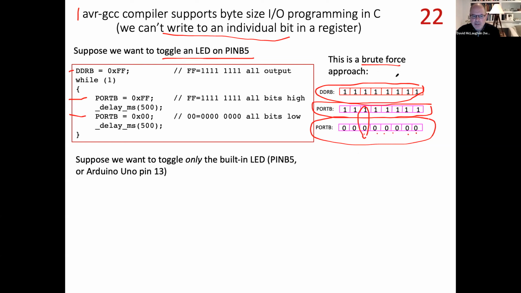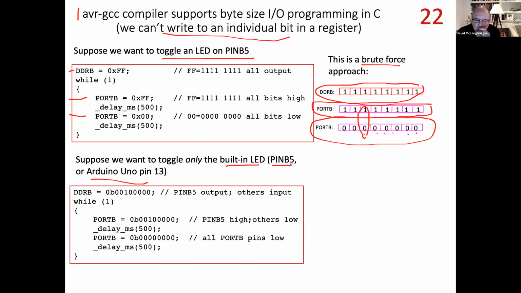Okay, let me try to do this a different way. Suppose I want to only toggle, and by the way, the reason I'm using pin PB5 is that it's the built-in LED on the Arduino. The Arduino Uno has a built-in LED on the board. That's what we were programming on Monday. It corresponds to Arduino pin 13, or ATmega pin B5. But if I only want to toggle that, I don't want to toggle all the rest of them. How can I do it? Can I do this?